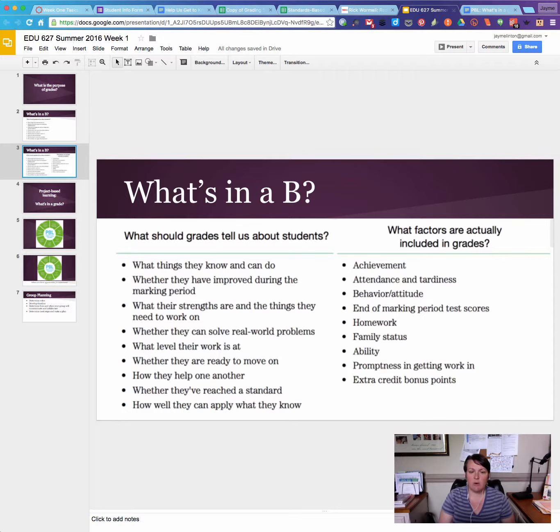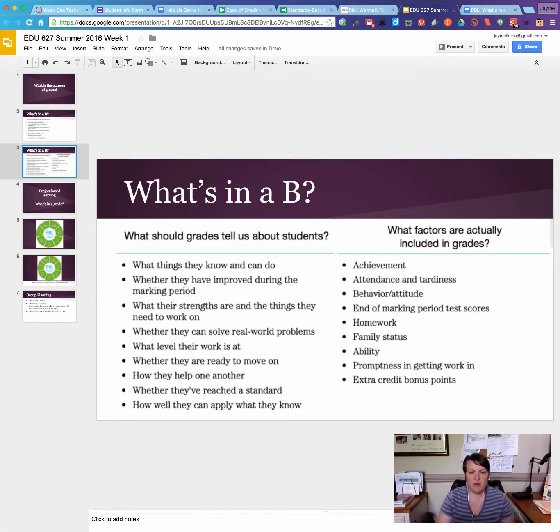Promptness in submitting work, and extra credit bonus points were included in grades as well. So my question to you is, if we want grades to tell us the things on the left, if we include those factors on the right, will we get those things? If I include these factors on the right in my grading practice, will grades tell me those things on the left that I want them to?